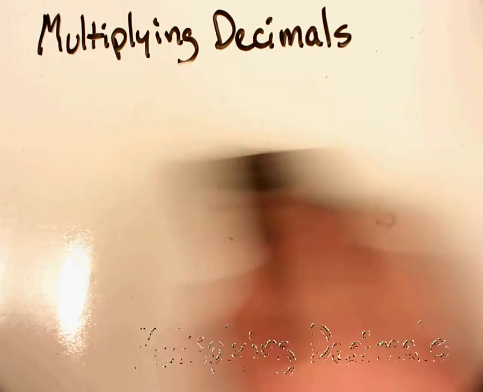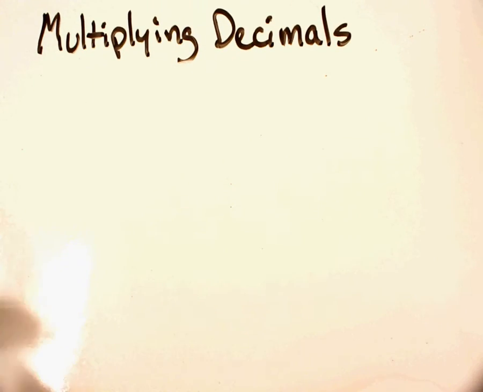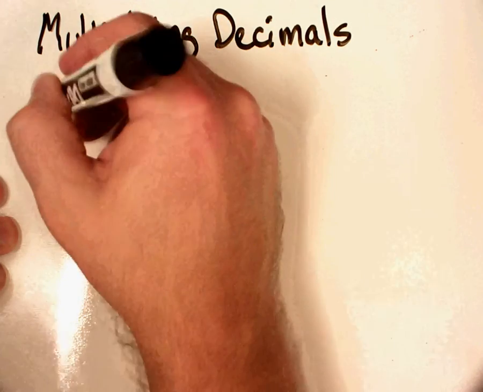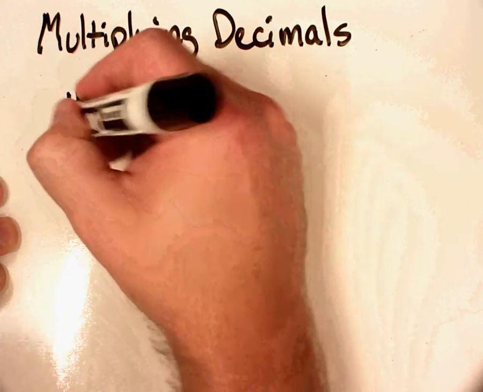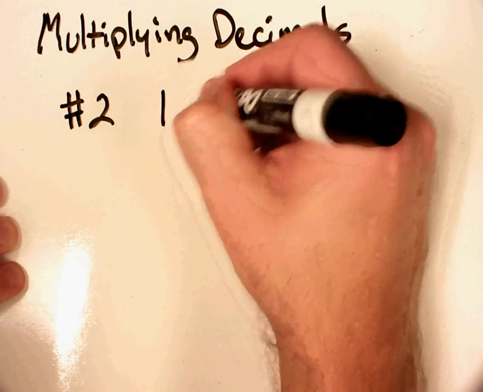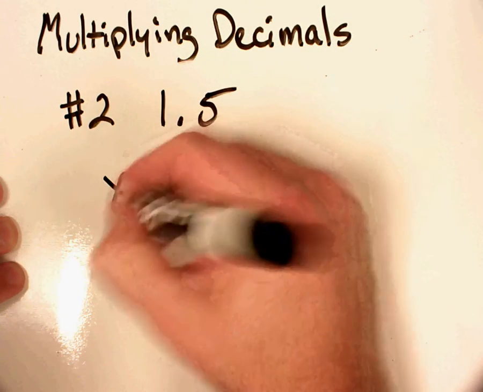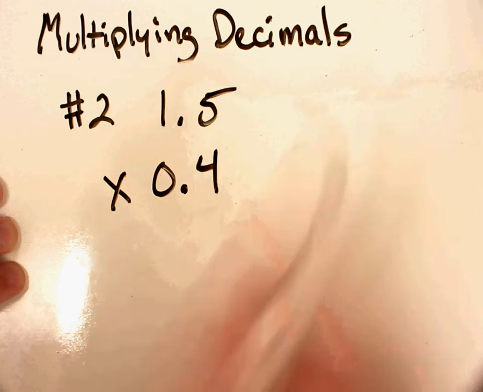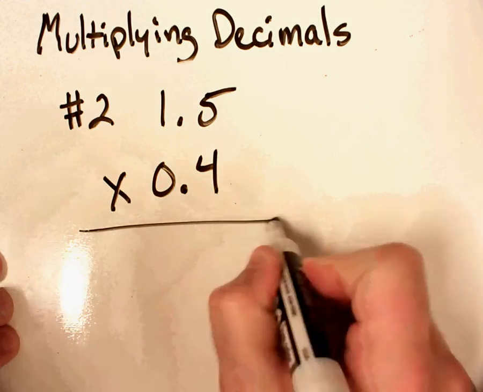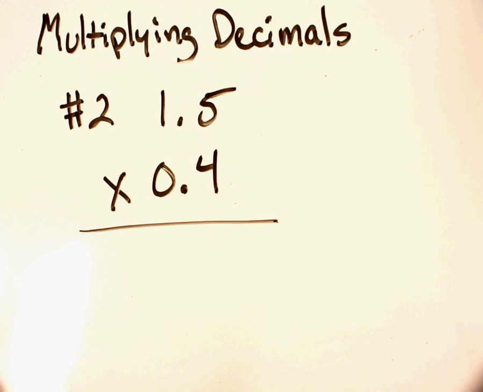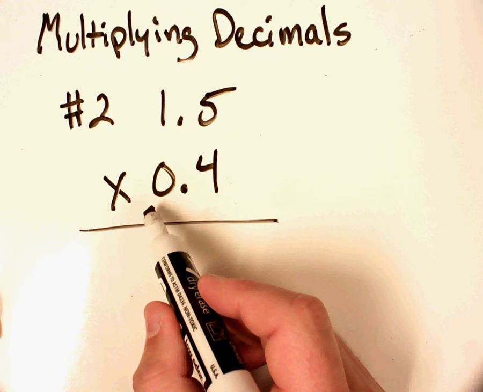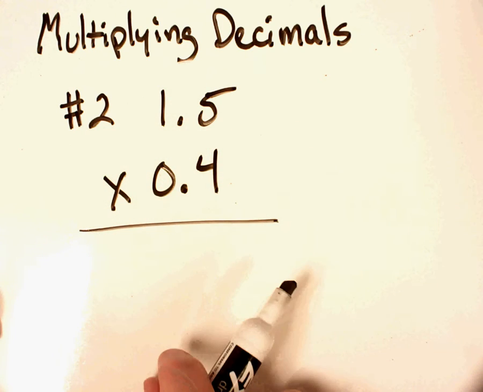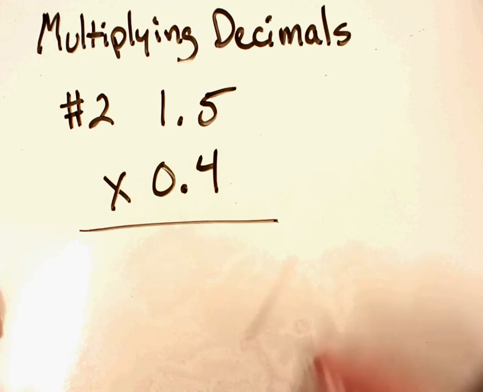All right, so let's go on to number 2. And number 2 is going to be 1.5, or 1 and 5 tenths, times 4 tenths. Okay, so first thing, we don't really need this 0. It's not going to serve us any function. I'm going to leave it for now because I want to show you why it doesn't really serve any purpose or function. Okay, so again, we're just going to kind of forget about our decimals for a second.